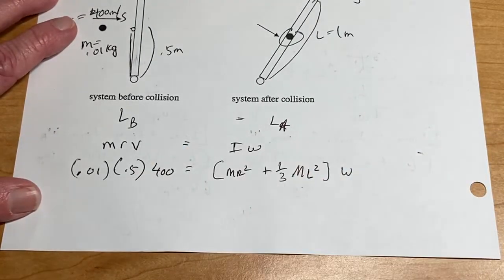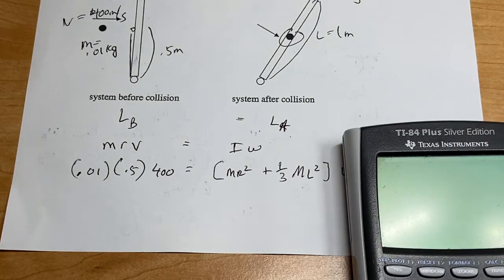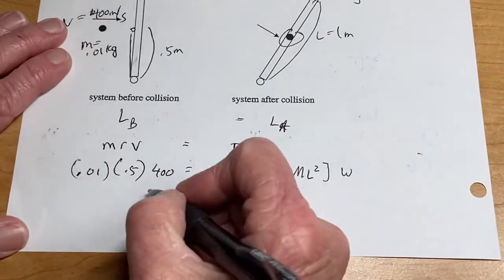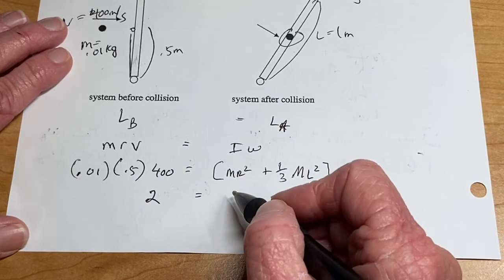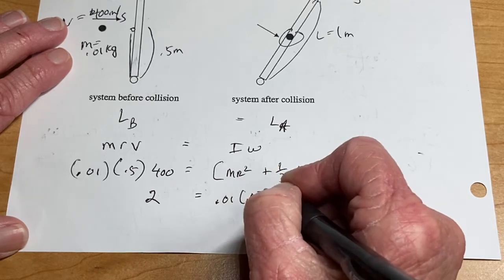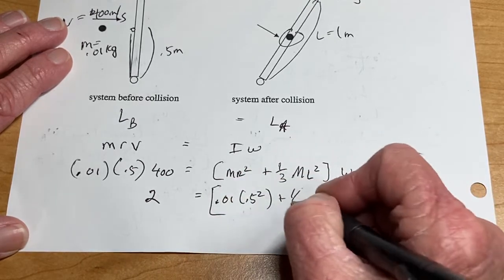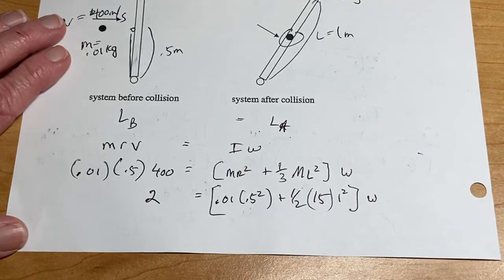All right, so this side, if I calculate it, 0.01 times 0.5 times 400 is 2. So the momentum on this side is 2. I'll bring that back in a minute. So m r squared. So we have 0.01 times 0.5 squared plus 1/3, 15, that's the door, 1 squared omega.